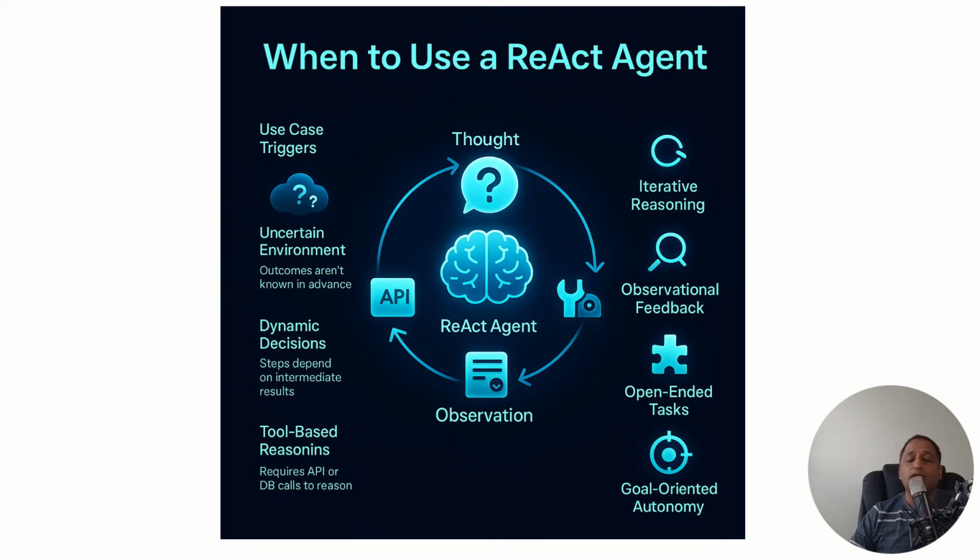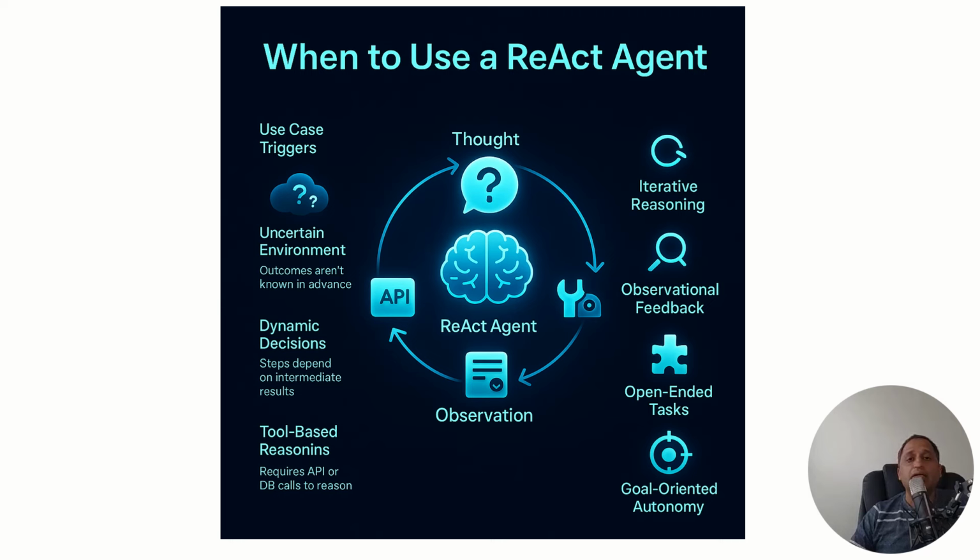Then on the right side, if you see in the diagram, we have outlined the core benefits of using a React agent. Number one, it supports iterative reasoning. It thinks in a loop, not just in a straight line. It enables tool-augmented decisions. The agent doesn't just think, it can do. It uses observational feedback, adjusting based on what it sees. It is great for open-ended tasks, no clear path, many possible answers. And finally, it's built for goal-oriented autonomy. Agents that think in terms of goals, not some type of hard-coded instructions.